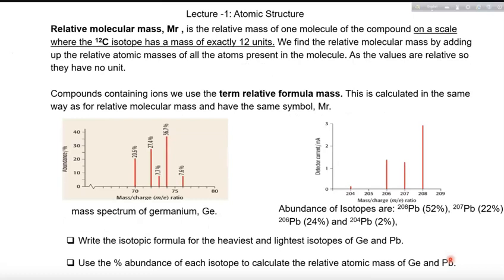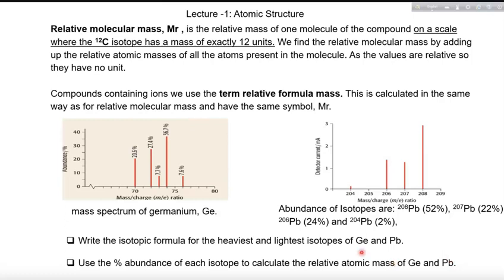Then we talk about relative molecular mass. It is the mass of one molecule, again compared on a scale, and we compare this with carbon-12, which has exactly 12 units. Similarly, relative formula mass is what we use for compounds containing ions. We can find out its relative formula mass. Relative molecular mass and formula mass have the same symbol.